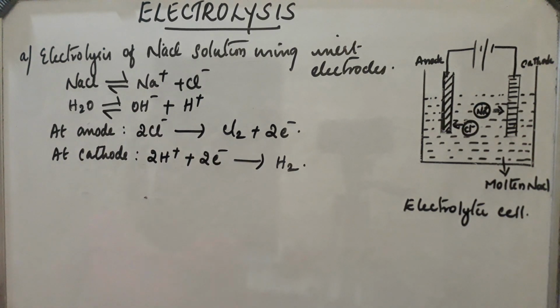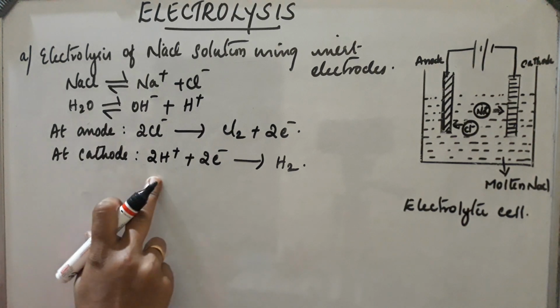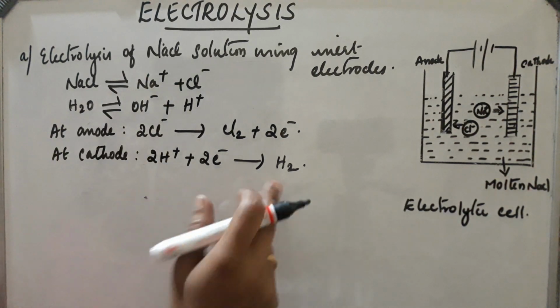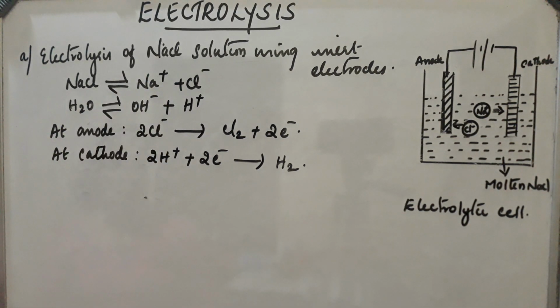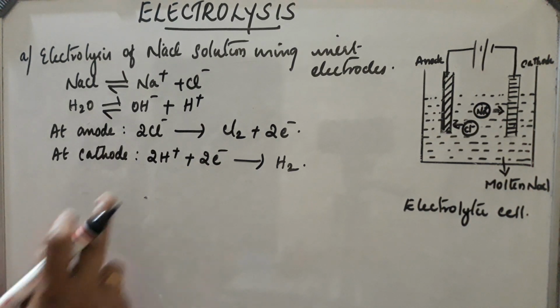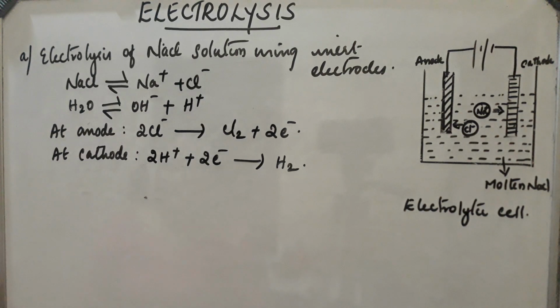So according to preferential discharge theory, H plus ions instead of Na plus are discharged and form H2 at the cathode. Okay, so here in this case we know H plus ions are consumed. So what happens to the pH? The pH of the solution increases during this electrolysis.